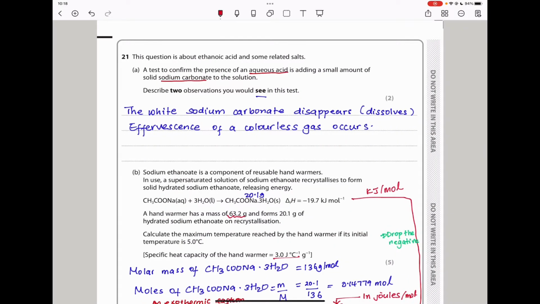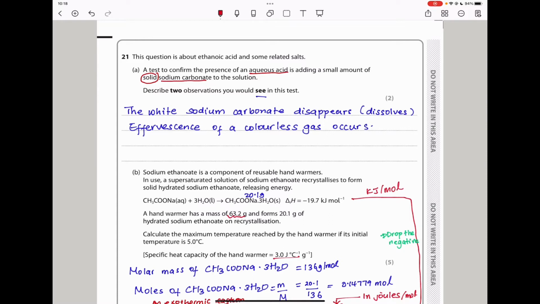Question 21 says, this question is about ethanoic acid and some related salts. A test to confirm the presence of an aqueous acid is adding a small amount of solid sodium carbonate to the solution. Remember, this is a solid. So they say describe two observations you would see in this test.